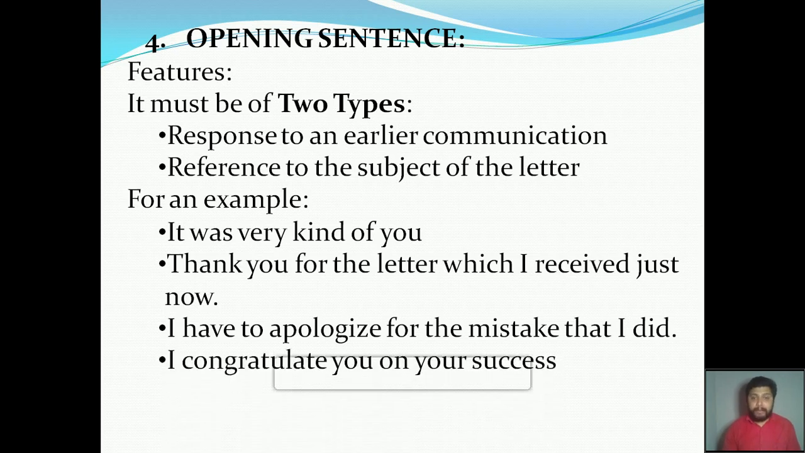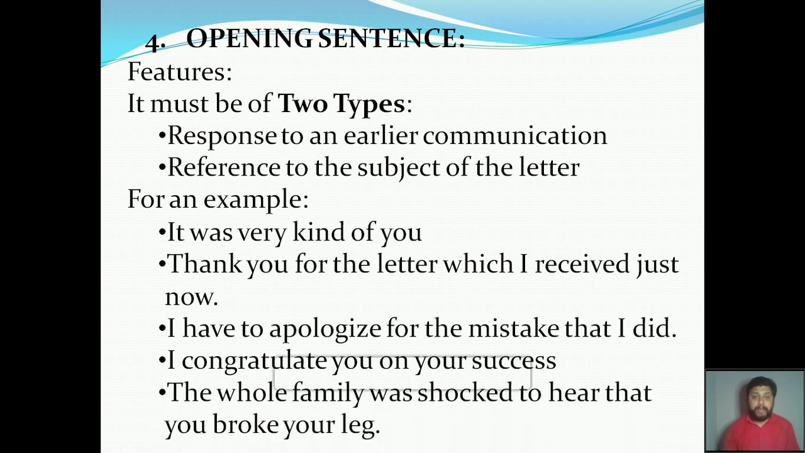I congratulate you on your success. So you got information about the success of your friend or relative, so you are writing a reply to that letter. The whole family was shocked to hear that you broke your leg. So already you have got some information, and you are writing a reply to that letter. That's what is meant by a response to an earlier communication. So I hope you got a very good idea how the opening sentence must be.